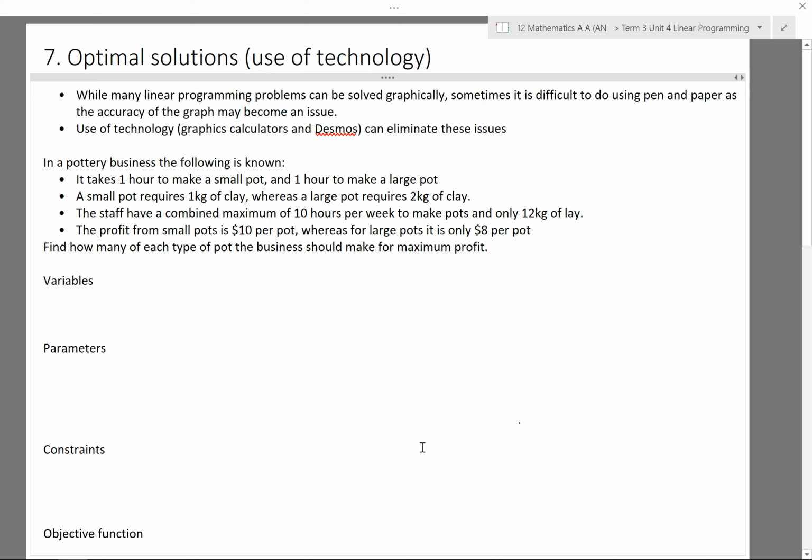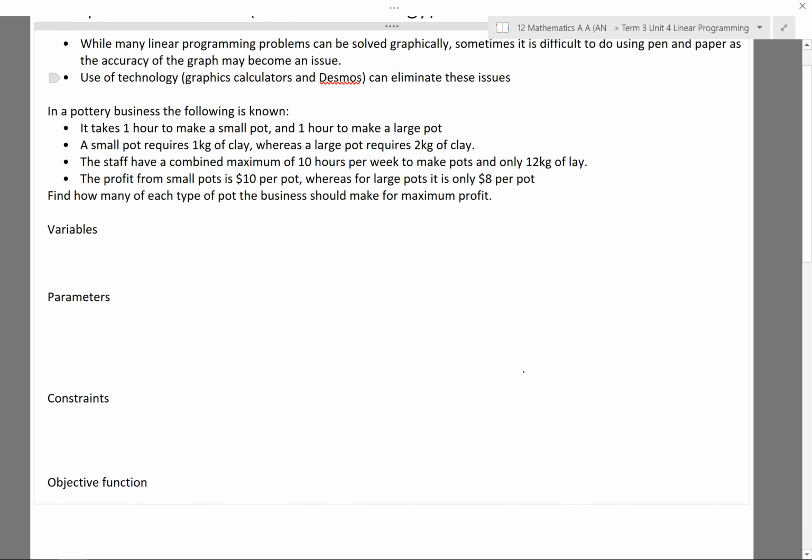As you probably found, doing some optimal solution problems using pen and paper graphs, sometimes it's quite difficult using pen and paper, as the accuracy of the graph may become an issue. Using technology such as graphics calculator and Desmos can eliminate these issues, which is what we'll do in this lesson.